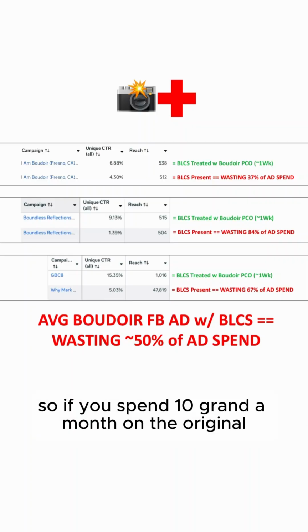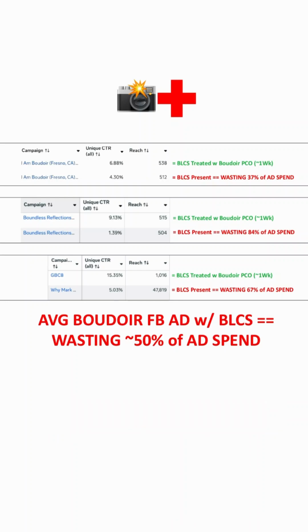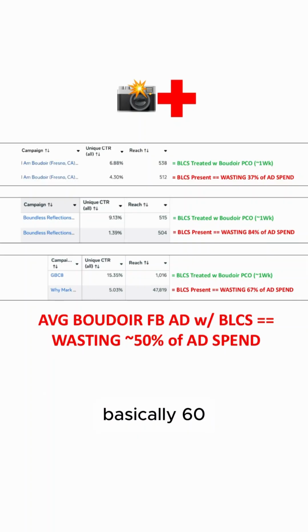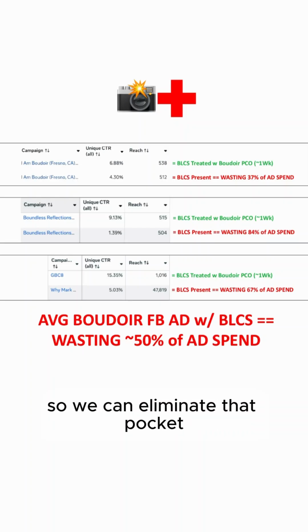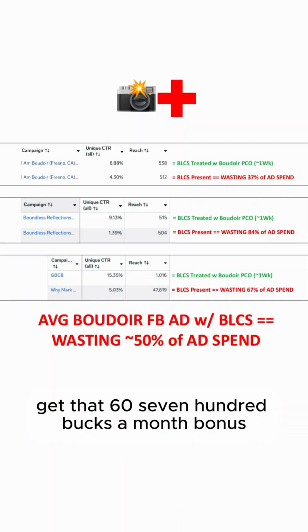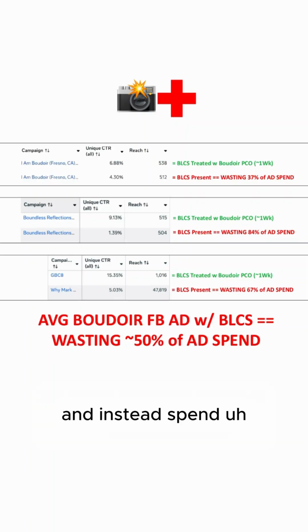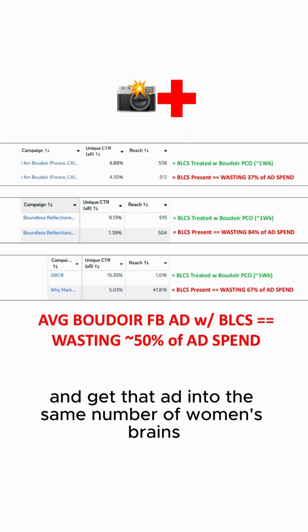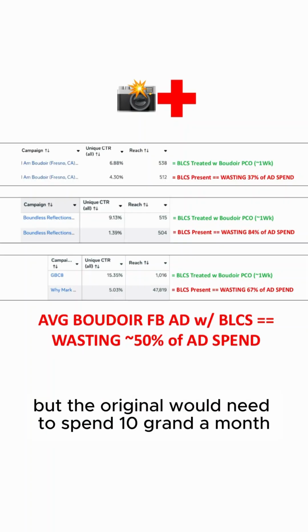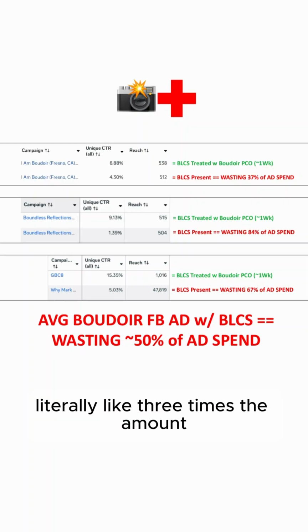So if you spend 10 grand a month on the original Boudoir Facebook ad, basically 6,700 bucks a month is being wasted. So we can eliminate that, pocket that, simply not spend it, get that 6,700 bucks a month bonus, and instead spend 3,300 bucks a month on the new Boudoir Pico treated Facebook ad, and get that ad into the same number of women's brains as the original.